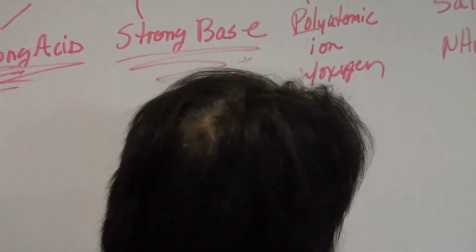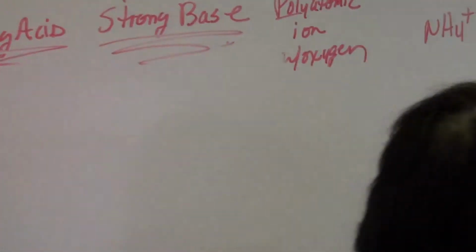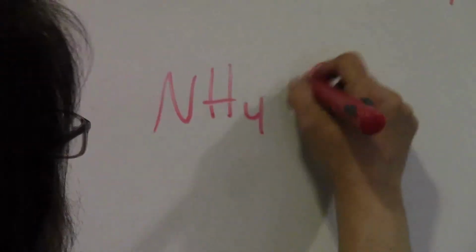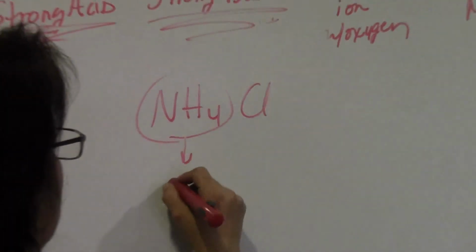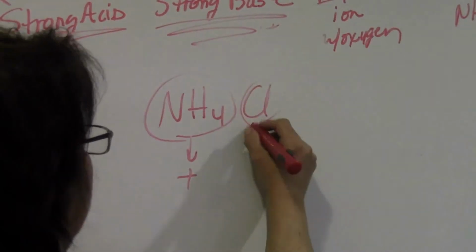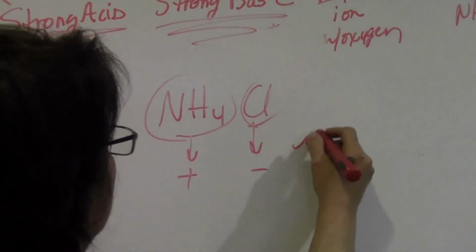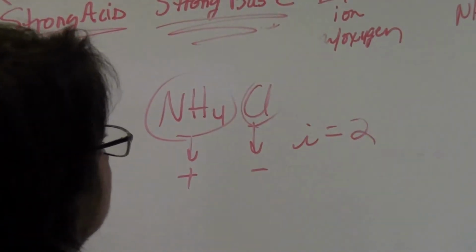Last but not least, anything with ammonium, NH4+, for example, NH4Cl. NH4 is 1 positive, the Cl is 1 negative, so the i equals 2.